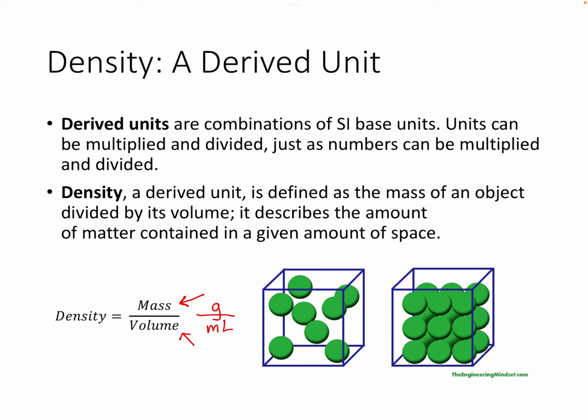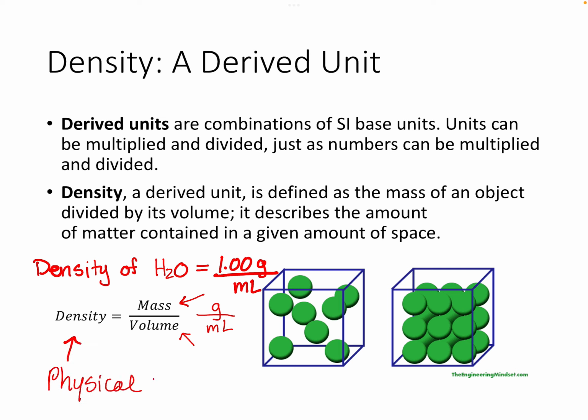So for example, the density of water, or density of H2O, is equal to 1 gram over 1 milliliter. And density is a physical property. Remember earlier we said physical properties are properties that don't change for an object or for matter. When we talked about copper, copper had a very specific density, and that will not change for copper. That will always be the same.